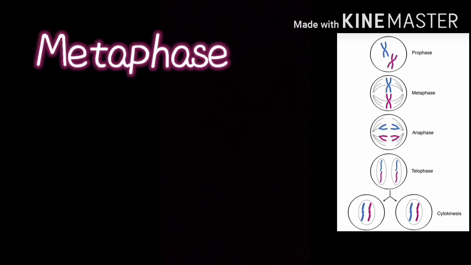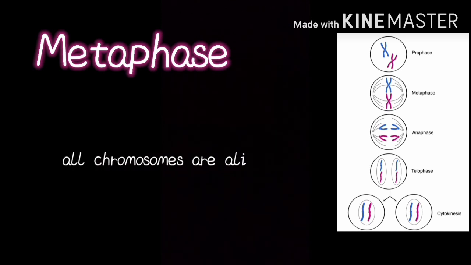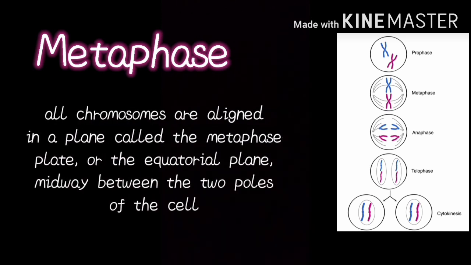Metaphase. During metaphase, or the change phase, all the chromosomes are aligned in a plane called the metaphase plate, or the equatorial plane, midway between the two poles of the cell. The sister chromatids are still tightly attached to each other by cohesin proteins. At this time, the chromosomes are maximally condensed.